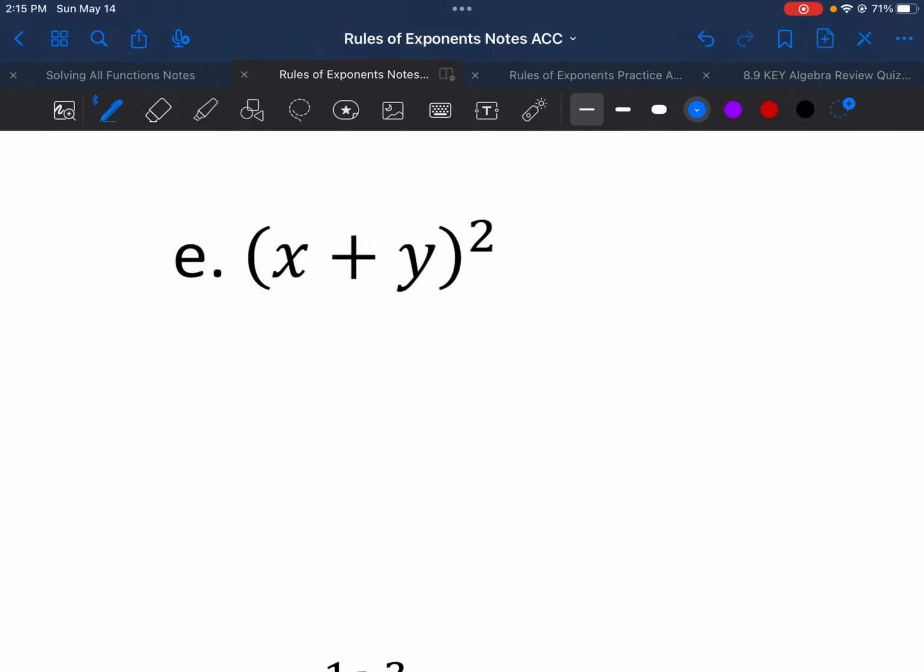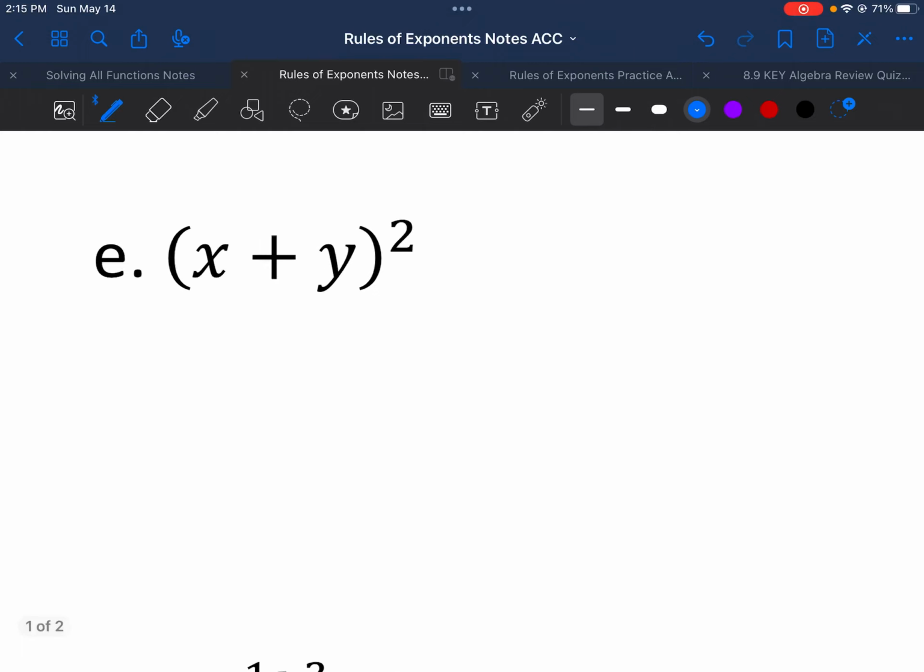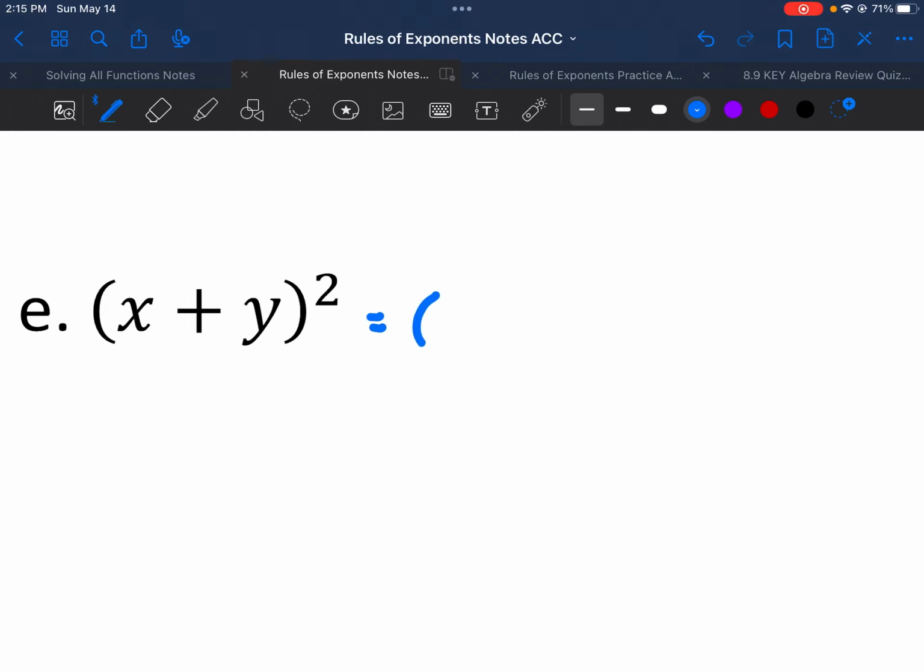All right, example E. All right, x plus y to the second power. Remember, with this addition sign in here, we cannot simply distribute the power 2 like that. It's not going to work. So this is literally x plus y times x plus y. Okay, x plus y times itself. We'd have to FOIL this out.